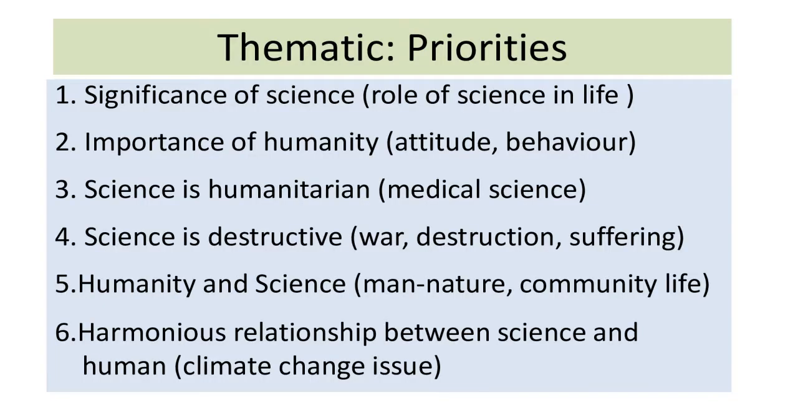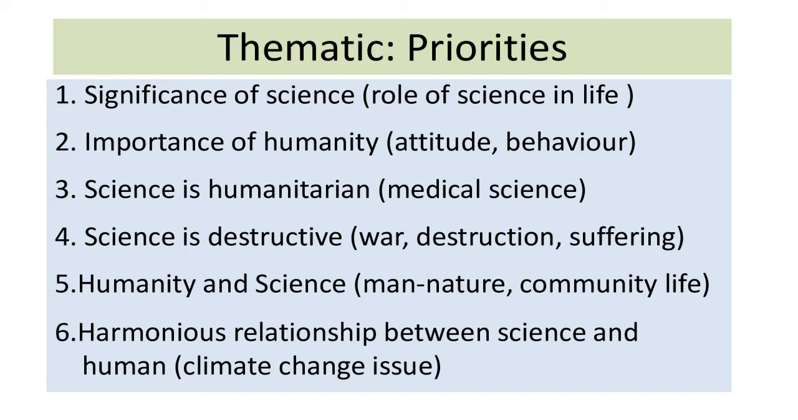I have made first the significance of science, and in that I will be discussing the role of science in life, and then the importance of humanity, where I will discuss attitude, behavior, and then science. The third one is that science is, and it has to be, humanitarian. Medical science can be a good example for that, particularly after the COVID pandemic. Then science is destructive, like war, then weaponry, and the sufferings, all kinds of things can be included there.